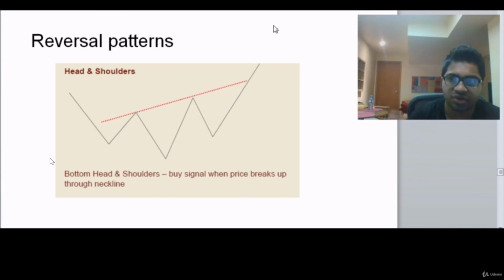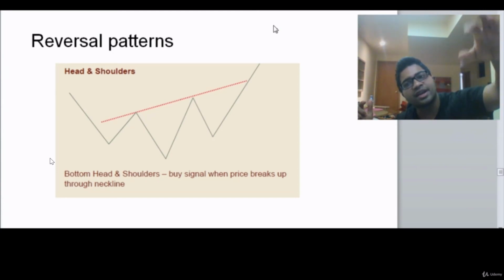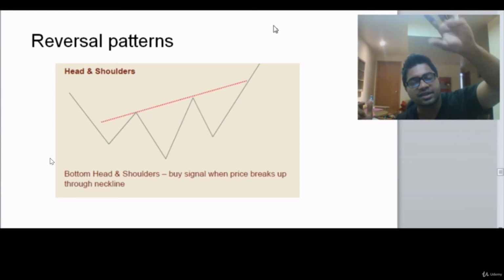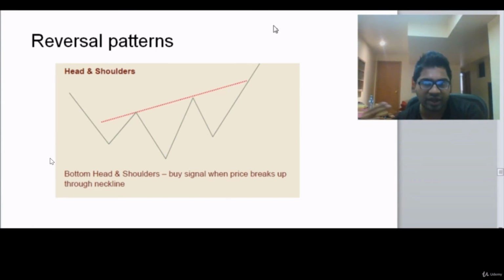Okay, so head and shoulder is a reversal pattern. So if it is a downward trend and head and shoulder appears, then it is considered that an upward trend is starting. If it is an upward trend and a head and shoulder appears, it is considered that a downward trend is starting. When do we confirm that the trend is starting? When the stock breaches the neckline with volume.